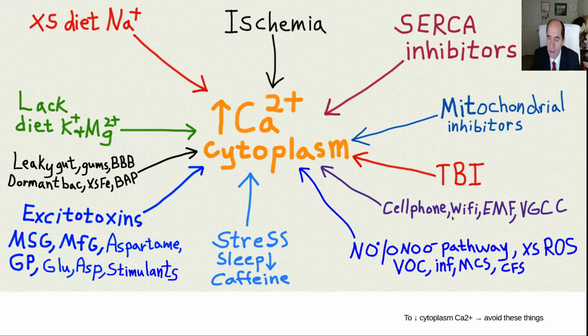Cell phones, Wi-Fi, EMF. The nitric oxide pathway does too. We're kind of talking about that indirectly. Stress does, excessive psychological stress, sleep deprivation, raises the same hormones, cortisol and catecholamines. Caffeine does it as well.